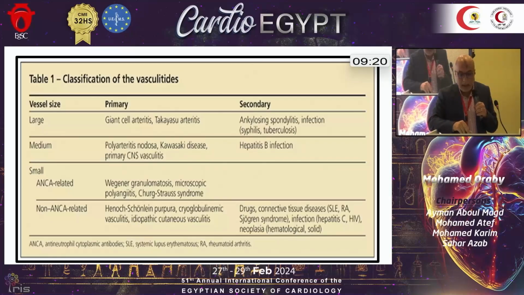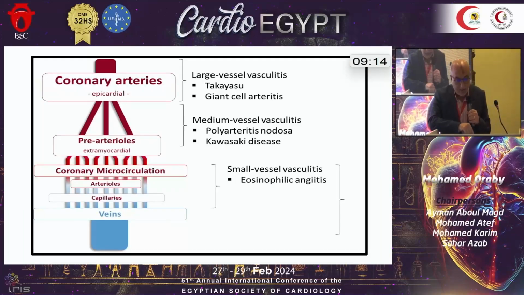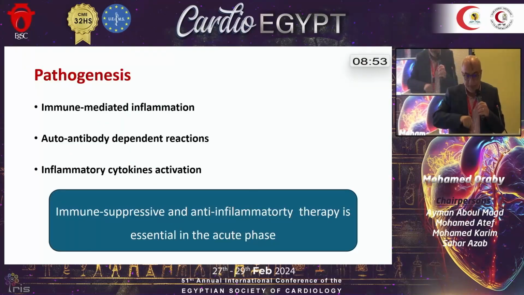Vasculitis, as we have heard, is classified according to vessel size, large, medium, and small, and furthermore according to whether it is primary or secondary to another disease process. Coronary arteries, as medium-sized arteries, are involved in the medium- and large-sized vasculitides, namely Takayasu, giant cell arteritis, polyarteritis nodosa, and Kawasaki disease, and very rarely in small vessel vasculitis.